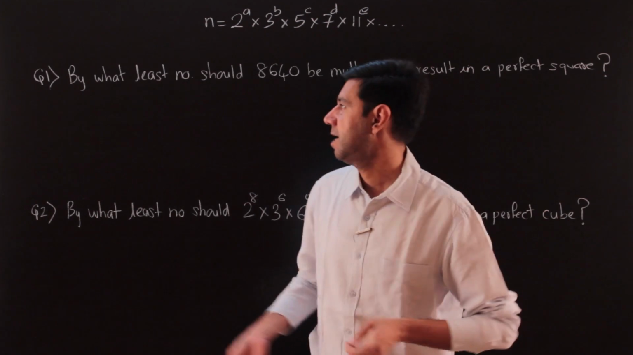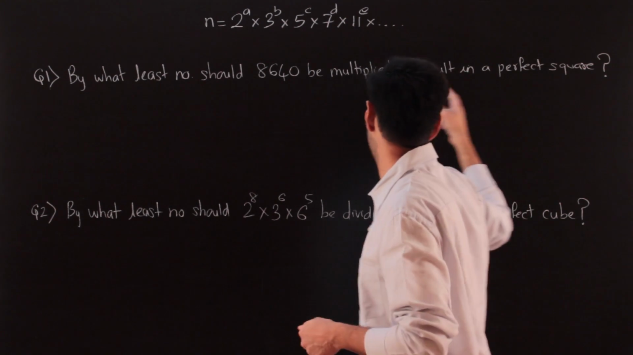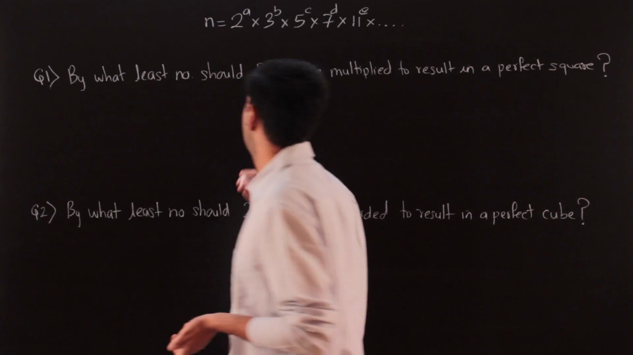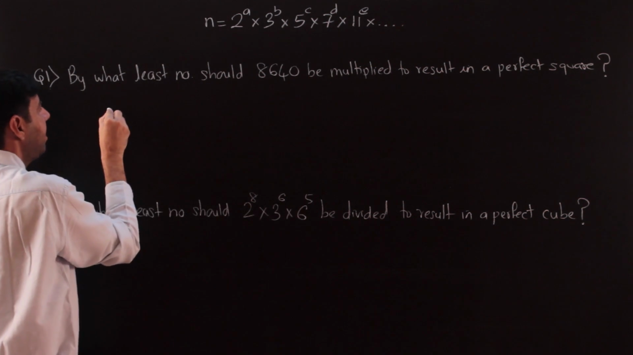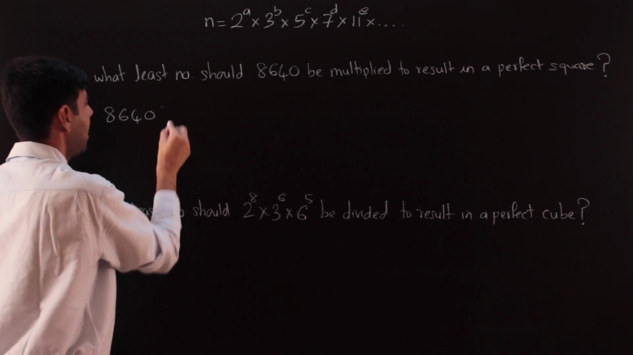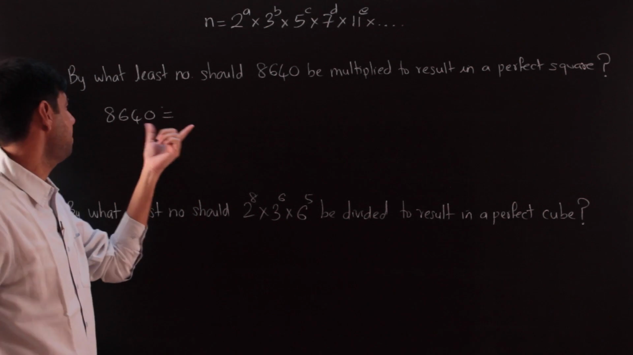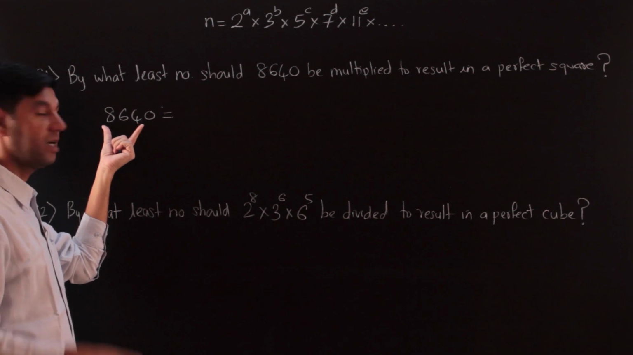Two very easy examples. By what least number should 8640 be multiplied to result in a perfect square? You could go into 2, 3, 4, 5, but that's not the ideal way. The ideal way is to factorize it, and when we factorize, remember, don't look at 2, 3 or so on, right?